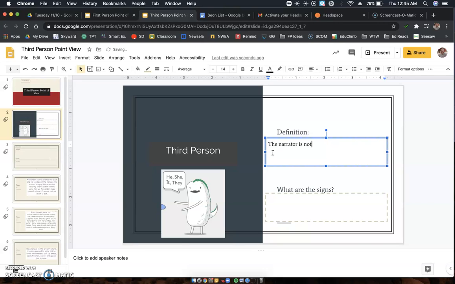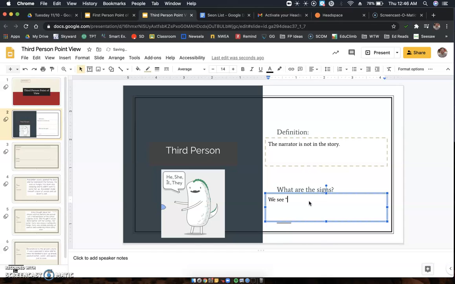The narrator is not in the story. Okay, so the narrator, the person who is telling the story, is not actually part of the story. There's somebody who is watching from afar. Okay, so the narrator who is telling the story is not actually inside of the story. They're not a character.